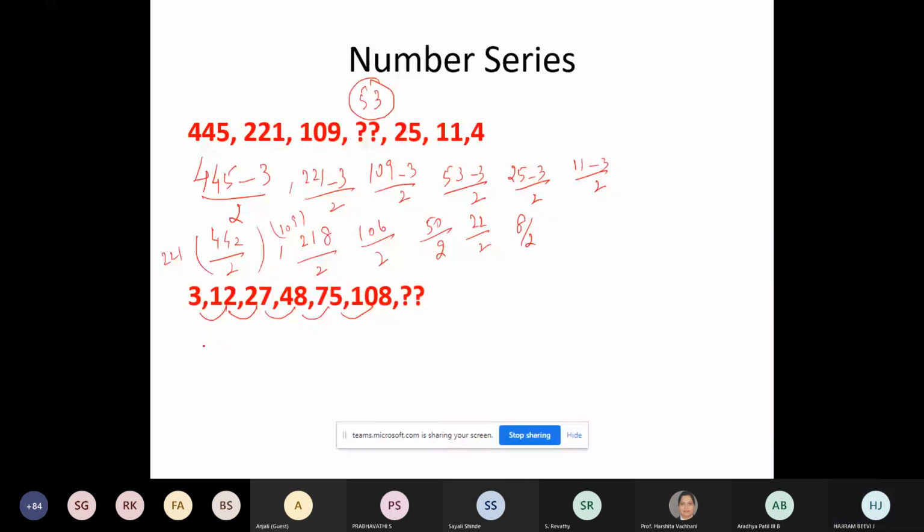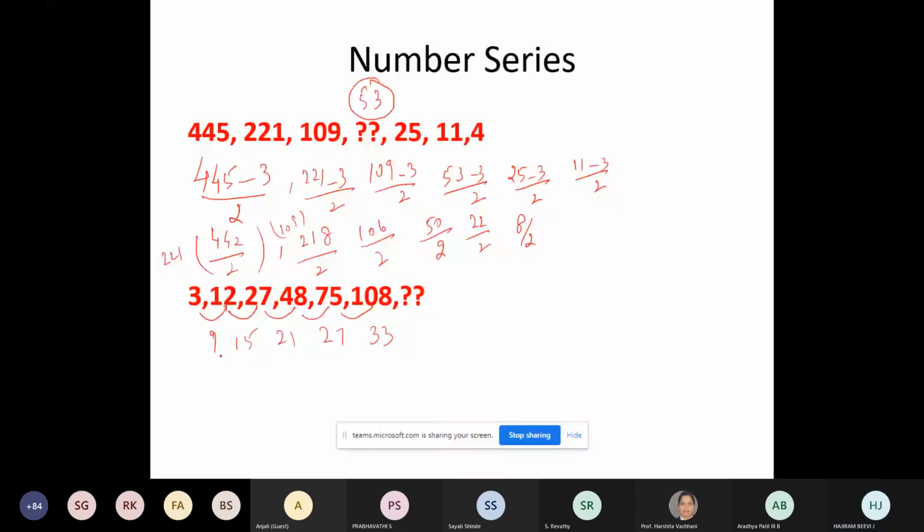Then 48 minus 27, it is 21. Then 75 minus 48, it is 27. Then 108 minus 75, it is 33. Then here we don't get the same value.